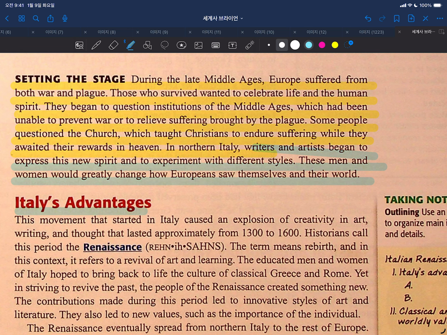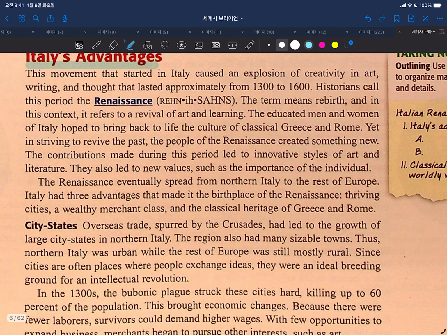Italy's advantages. This movement that started in Italy caused an explosion of creativity in art, writing, and thought that lasted approximately from 1300 to 1600. Historians call this period the Renaissance. The term means rebirth, and in this context, it refers to a revival of art and learning. The educated men and women of Italy hoped to bring back to life the culture of classical Greece and Rome.